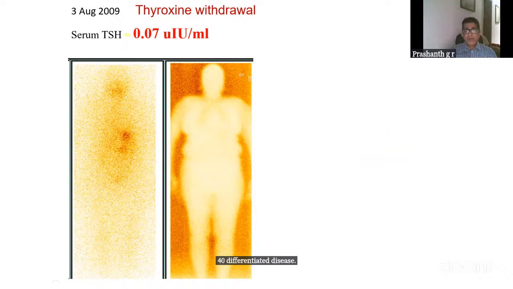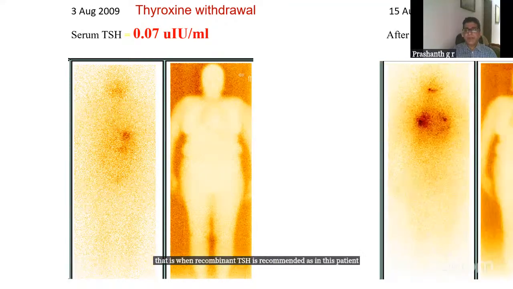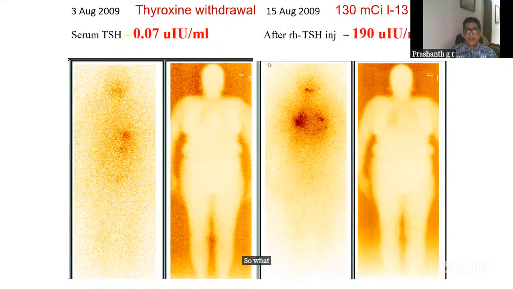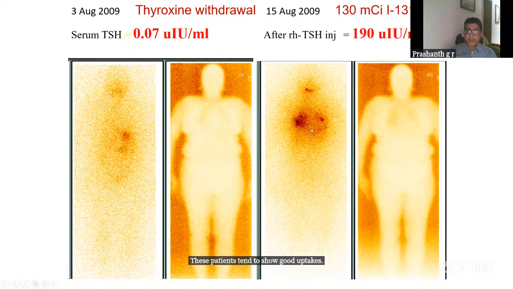So coming to the role of TSH again. Some patients would not have elicited a sufficient TSH stimulus, wherein an iodine scan may be unable to demonstrate any uptake in the residual disease. So whenever your patients have an inadequate TSH response, that is when recombinant TSH is recommended, as in this patient. So what was initially this became this after recombinant TSH administration. So these patients tend to show good uptake after administration of recombinant TSH and tend to have better outcomes.